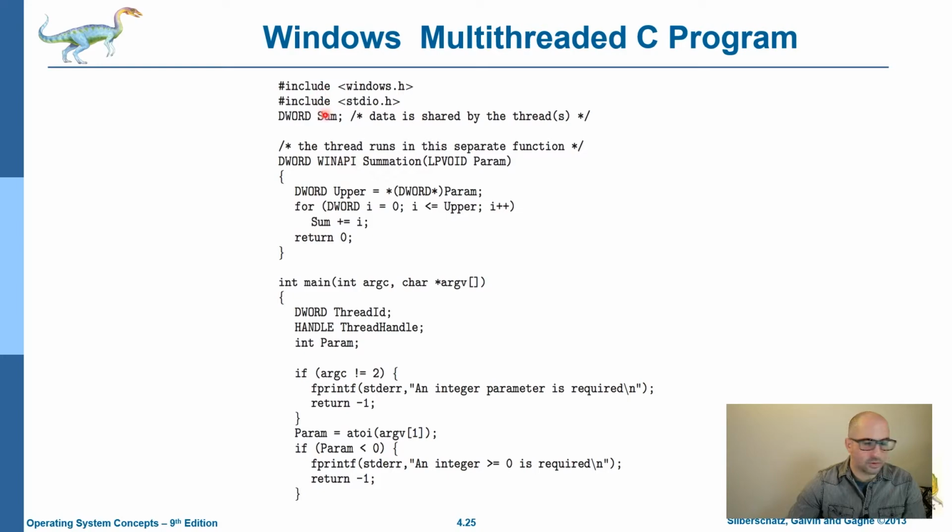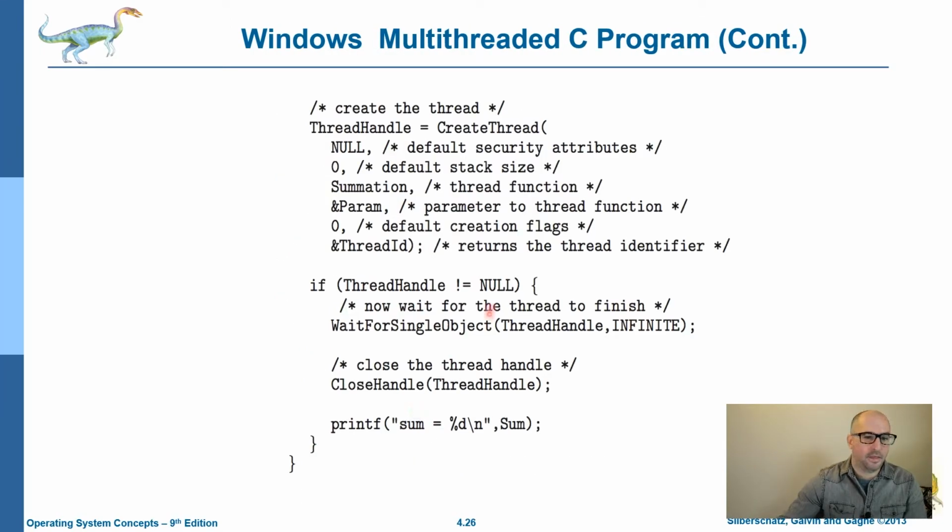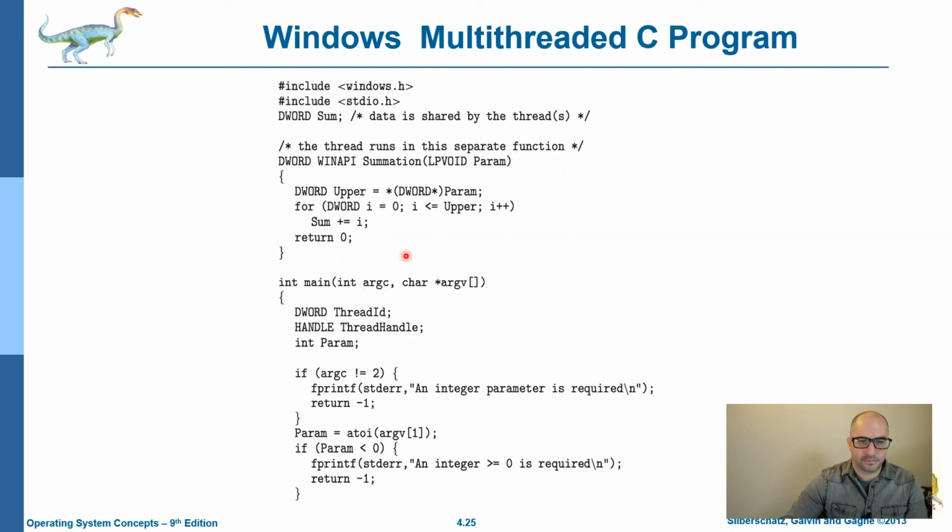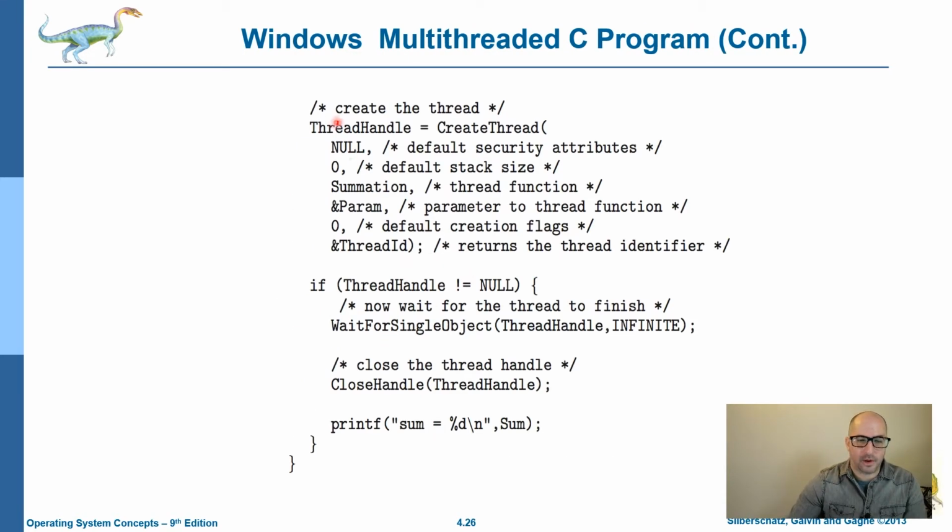And sum here is stored. It's global between the two threads. The main function performs a very similar operation to that of pthreads in that it checks its arguments and then creates a new thread. And here, CreateThread will also run the thread once it is created, starting at the summation entry point, passing the one parameter of param, and then gets the thread ID back. So we stored the thread ID as another DWORD. We get a handle, which is a Windows API data type. And that thread handle is assigned as the return value of CreateThread, and thread ID is set upon return.